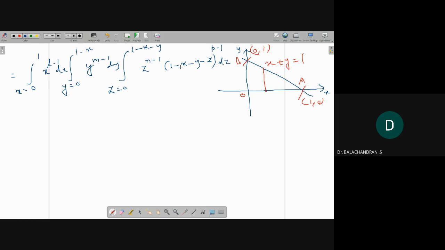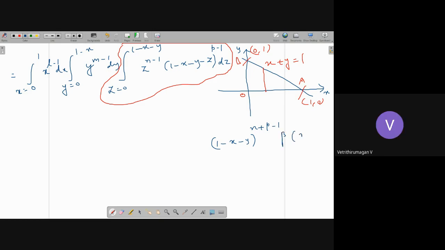So now, what is the value of this integral? It is (1 minus x minus y) power n plus p minus 1 into beta of n comma p. Very good. So that is the result we discussed in the previous class.